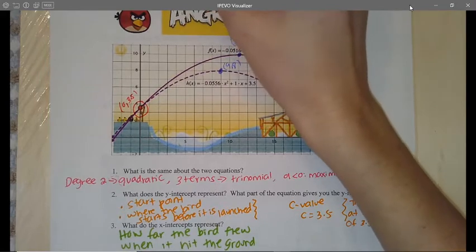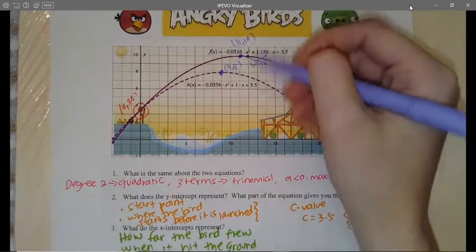11, 10. Okay, so anyways, what points are these on your graph?